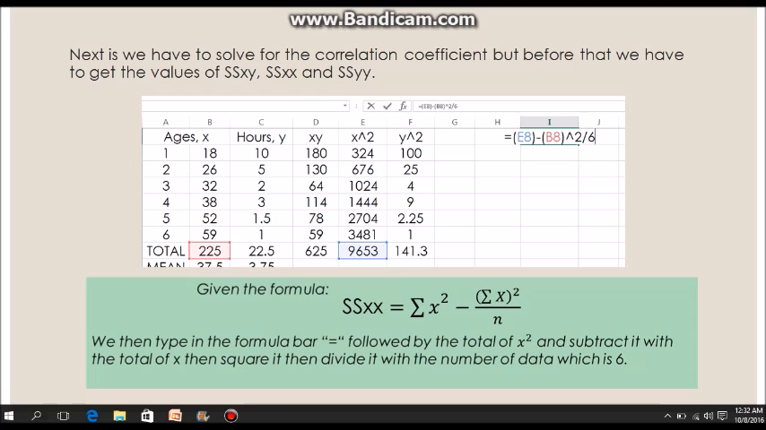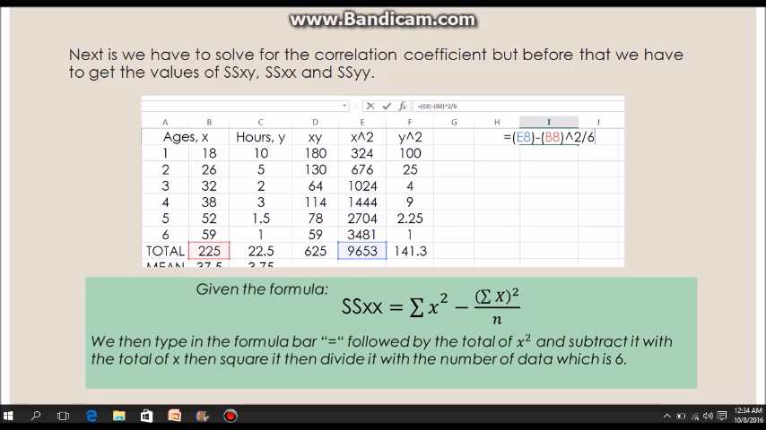But before that, we have to get the values of SSXY, SSXX, and SSYY. Given the formula, SSXX is equal to the summation of x squared minus the summation of x, squared, over n. We then type in the formula bar equals, followed by the total of x squared, and subtract the total of x squared, then divide by the number of data, which is 6.